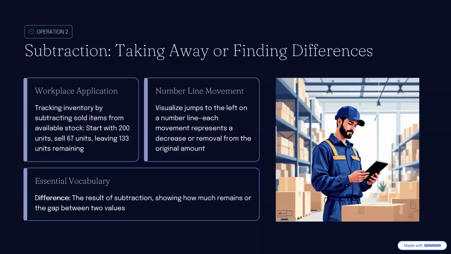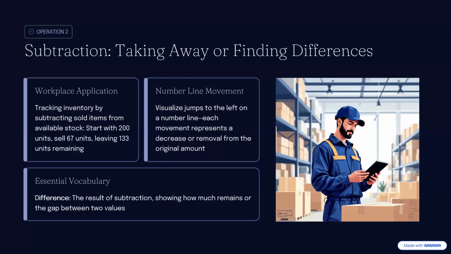An inventory starts with 200 units. If we sell 67 units, it means we have taken away 67 units from the inventory and we have given it to someone. And therefore, we have to subtract. So that leaves us with 133 units that will be remaining. So the difference between items is subtraction.